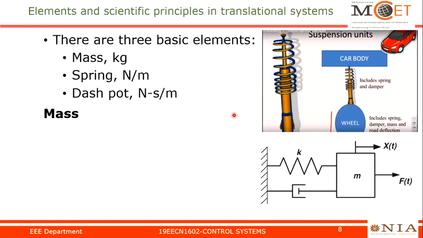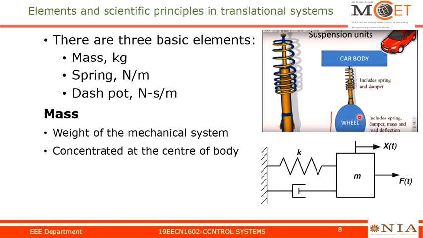So here are the elements and scientific principles in translational systems. There are three basic elements in mechanical translational systems: mass, spring, and dashpot. Here the SI units for mass, spring, and dashpot were given: kg, Newton per meter, and Newton second per meter. First, see the mass. The weight of the mechanical system we call mass, and it is concentrated at the center of the body.